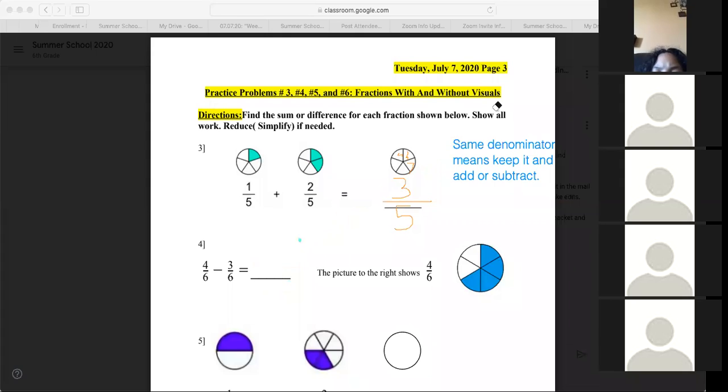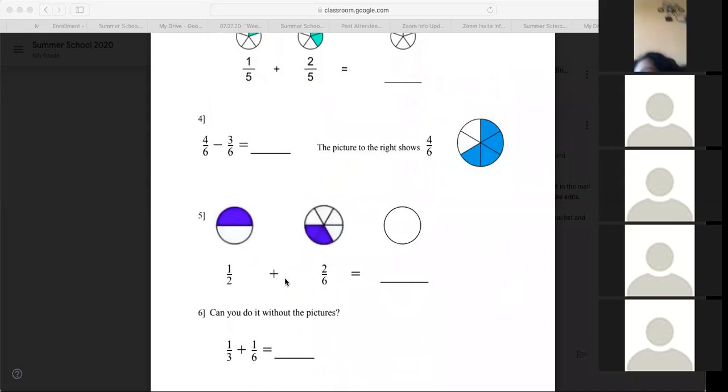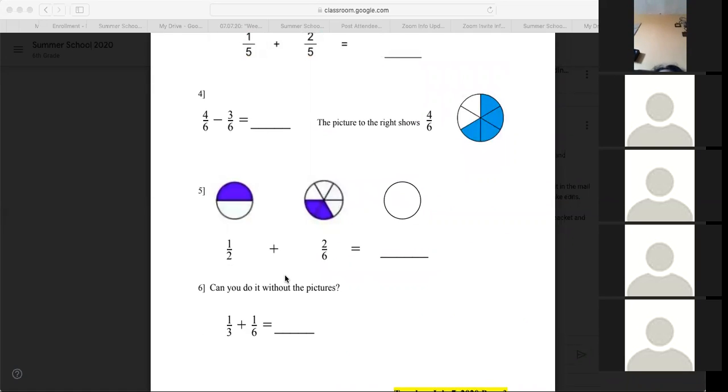Let me erase this now. It's pretty straightforward what we had to do here. All right, now this is where it gets a little tricky, guys, but I'm pretty sure you can do it. Now here, Omar, what do we notice about the denominators? Are they the same or are they different? What do you notice? They're different.